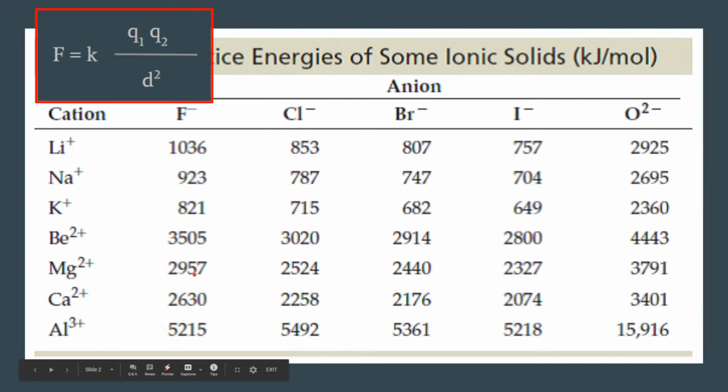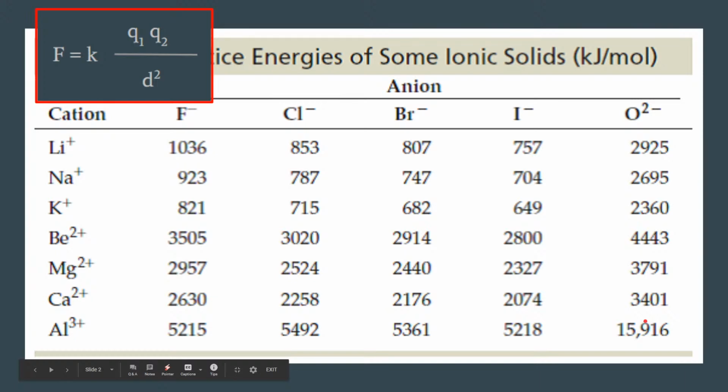Magnesium is a larger size, so the energy goes down. Calcium 2+ is larger still, so the energy goes down. Meanwhile, aluminum 5,200. Boom, big jump. And obviously, the biggest lattice energy on this chart is going to be aluminum oxide, with the highest charges of your ions. So aluminum oxide, 16,000. Wow!